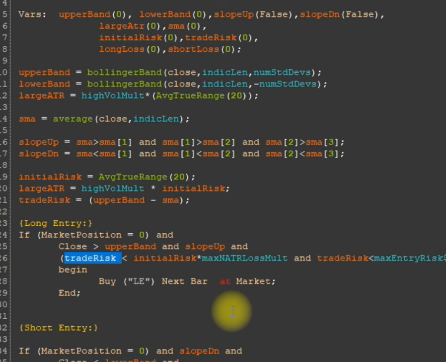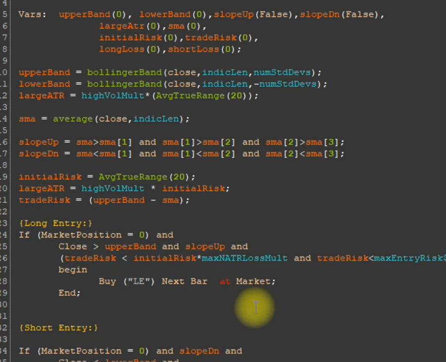Well, in a Bollinger Band system, usually your trade risk, you enter at the breakout of the Bollinger Band and you get out at the middle of the Bollinger, upper and lower Bollinger Band, which is just simply the moving average. So that's your trade risk, the distance between the upper and the middle bands. So trade risk is defined up here. Or where's trade risk? Right there.